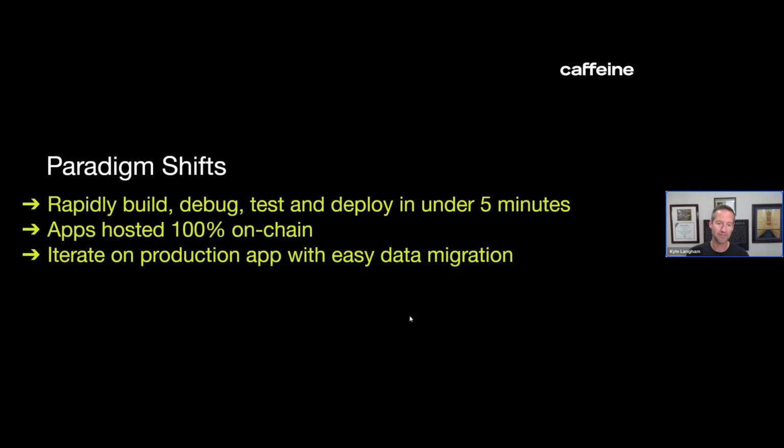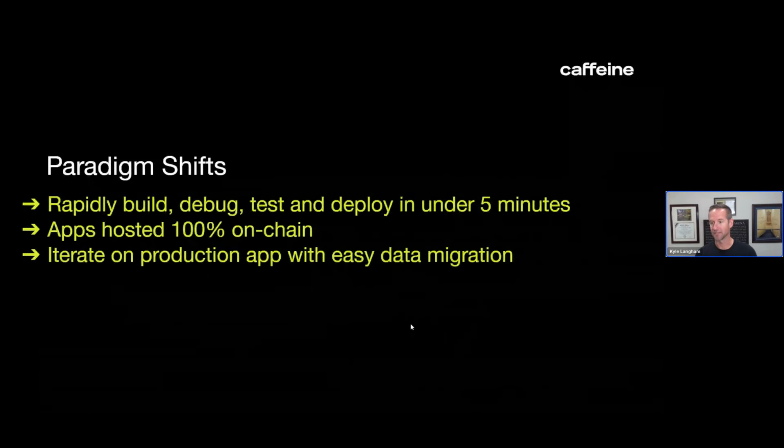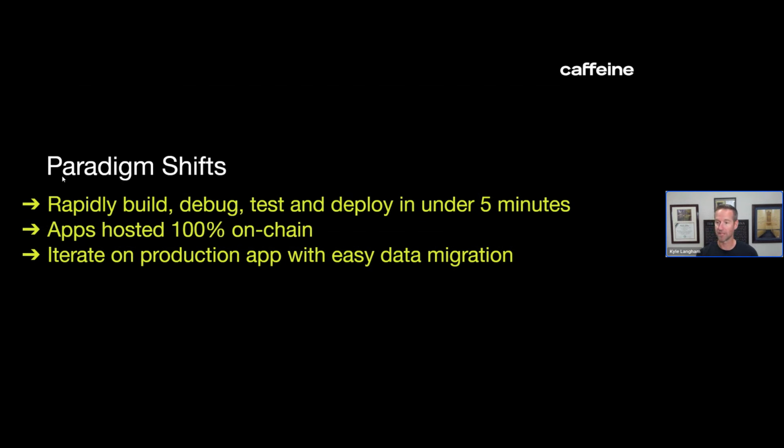So here are the paradigm shifts that Caffeine.ai is introducing. I see in the chat everyone saying GM, so GM everyone. First of all, you can rapidly build, debug, test, and deploy in under 5 minutes. This means you go from idea to working application in 5 minutes, which allows you as an entrepreneur to test business theses without having to invest a lot of resources. I have an idea for an application. Is there a market that exists for this? What are the requirements of that application? What's the product market fit? You can get to those answers much sooner.